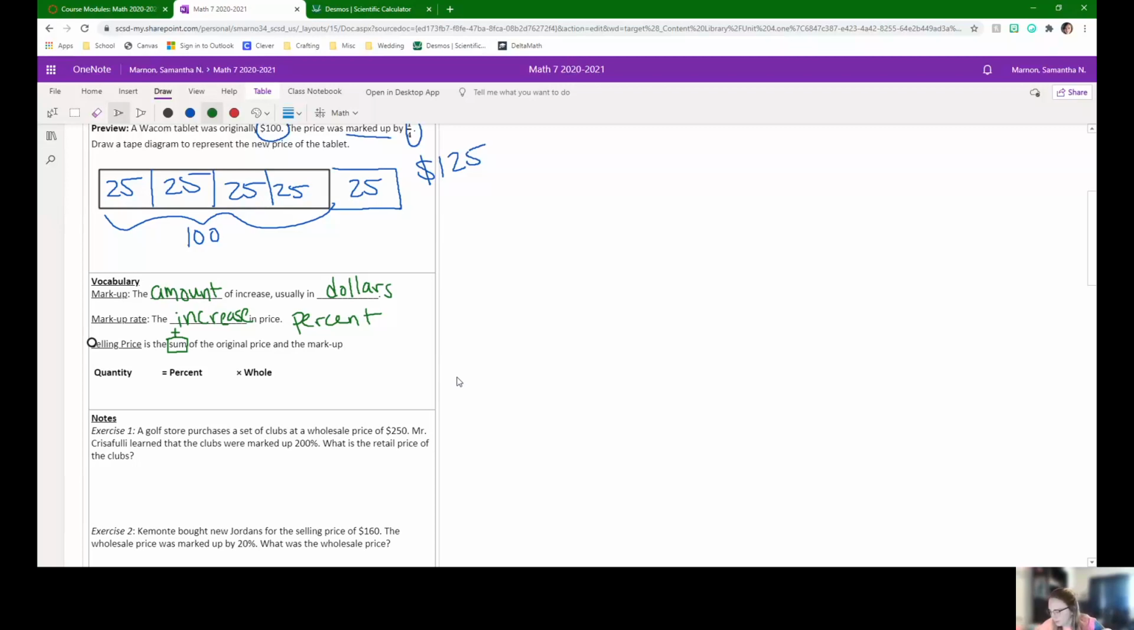So to sort these into quantity equals percent times whole, quantity is going to be our markup, like the markup amount. Percent is going to be the markup rate. And your whole is going to be the original price.